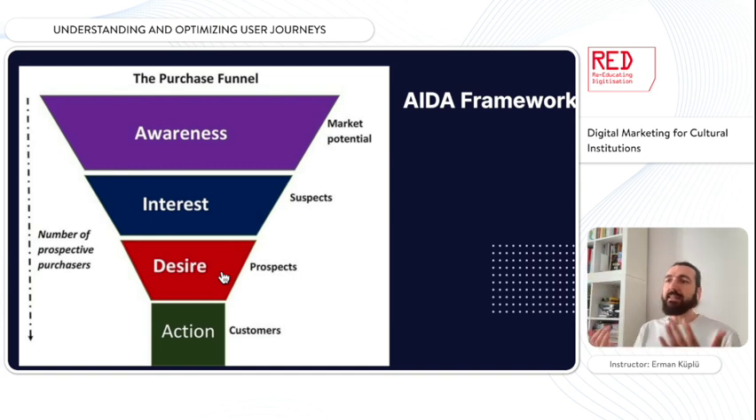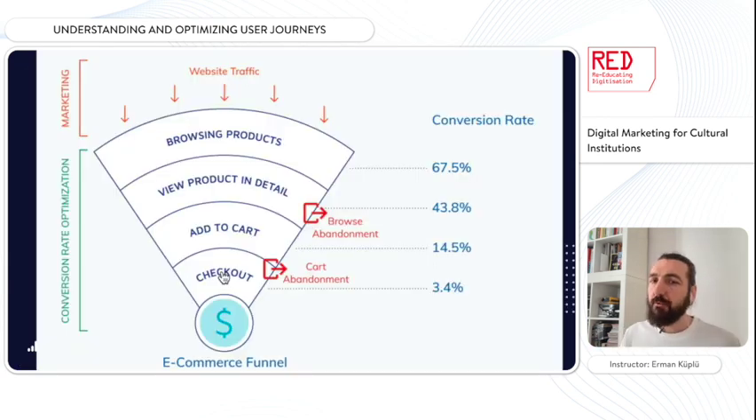But at least let's get their email address. Or at least let's make them watch a video about us. So this is how we think about conversion rate optimization: we will lose a lot of people, but we are trying to make each step better. For example, this is an e-commerce funnel. This is different than a cultural funnel, obviously, but it might be similar in some cases.